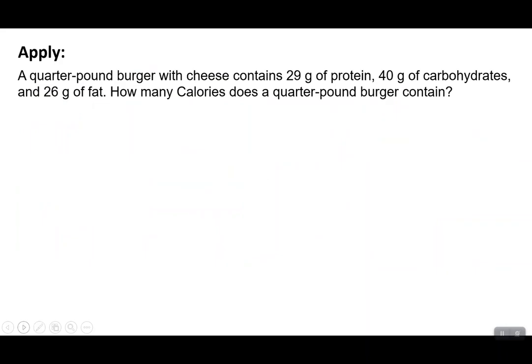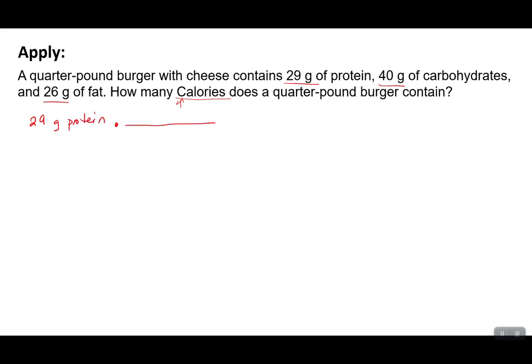So let's look at how we can use this information. So here we have a 1/4 pound burger with cheese that contains 29 grams of protein, 40 grams of carbohydrates, and 26 grams of fat. Now we want to calculate how many calories, so it has a capital C, this means dietary calories, that the 1/4 pounder burger contains. Well, in order to do this, we just use those conversion factors in the previous slide. So we have 29 grams of protein.